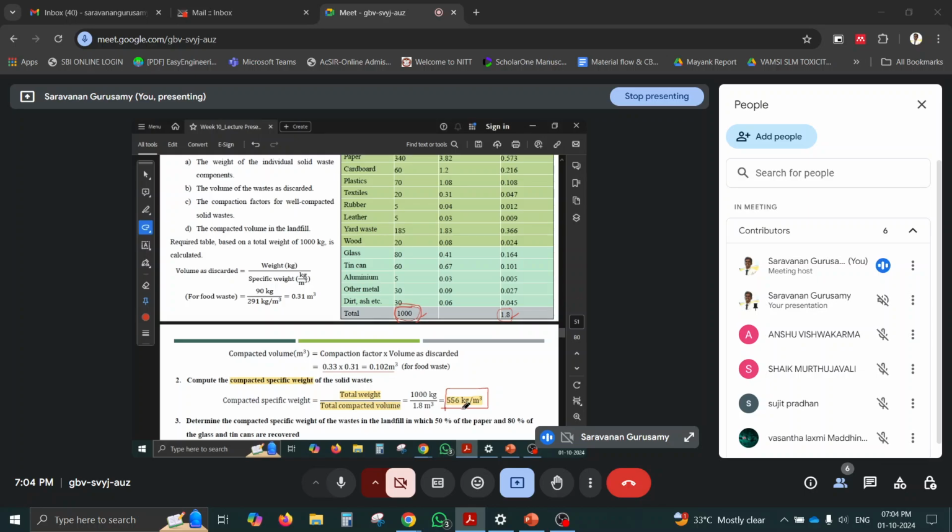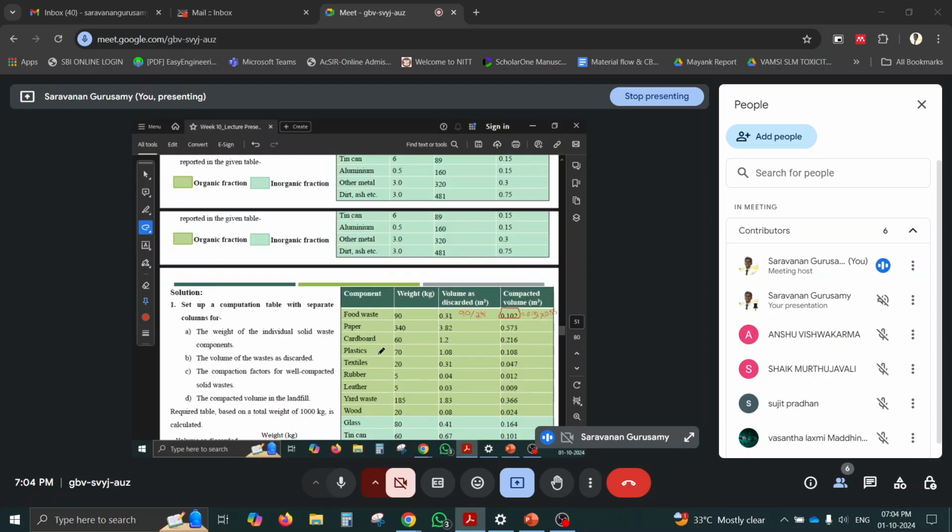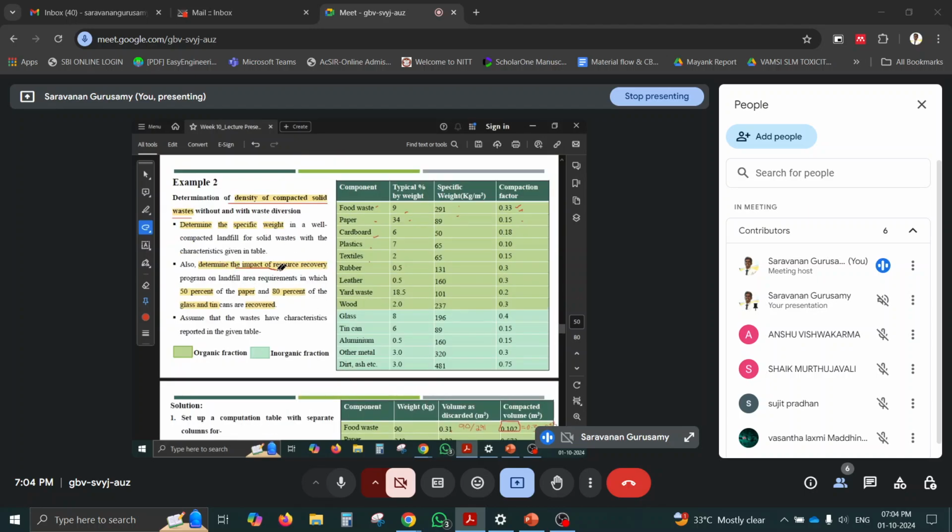That is the specific weight of the total solid waste. Then they are asking to determine the impact of resource recovery. If I am taking 50% of the paper waste, so how much paper waste is generated? 34. So I am taking 50% of the paper waste, 80% of the glass, and 80% of the tin cans. Then how much will the density be reduced? They are asking, what is the impact of the resource recovery? So I am recovering these resources. What is the impact on the density?